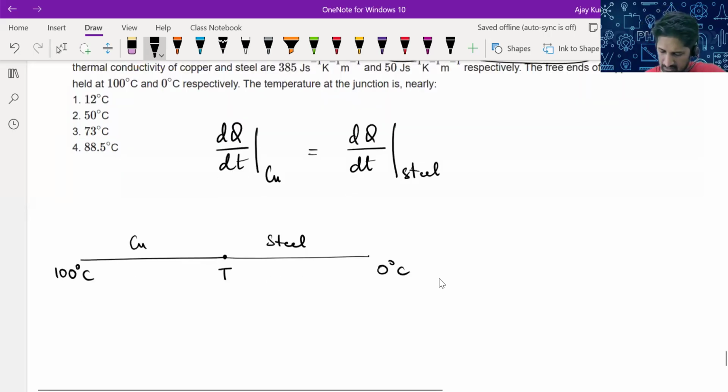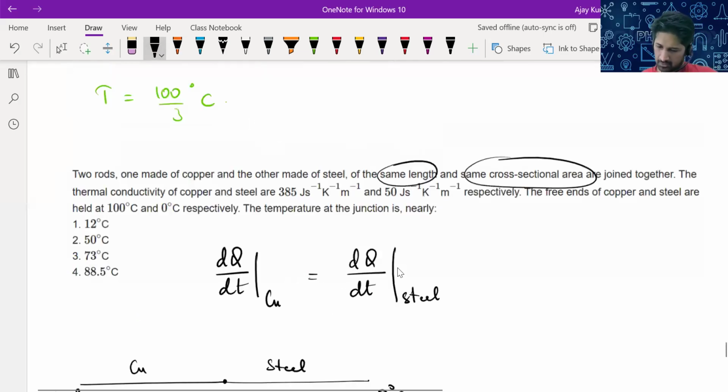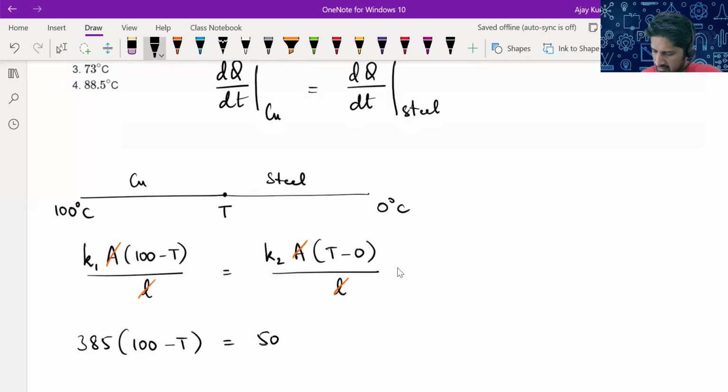That's all. So directly write K of copper, area of cross section, delta T divided by L is equal to K of steel, area of cross section, delta T divided by L. They said areas and lengths were equal, so they'll get cancelled. So K1, conductivity of copper, which is given as 385. So 385 multiplied with 100 minus T is equal to conductivity of steel, given as 50, multiplied with T. Solving this equation, you can get the temperature. And because 100 and 0 are taken in degree Celsius, you'll get T also in degree Celsius only.